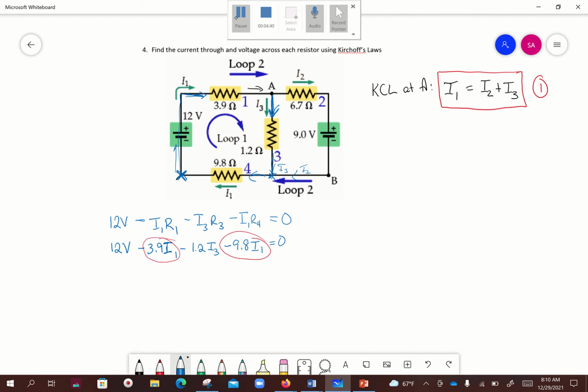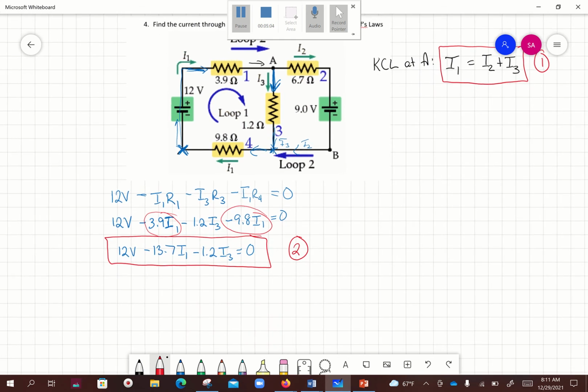So I get 12 volts minus 3.9 plus 9.8 is 13.7 I1, minus 1.2 I3 equals 0. So that's as much simplification as I can do. Let me draw a circle around it. There's my equation 2. All right, so we've got 2 out of 3 equations.